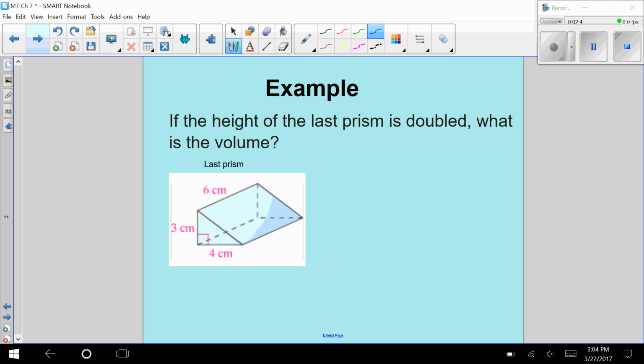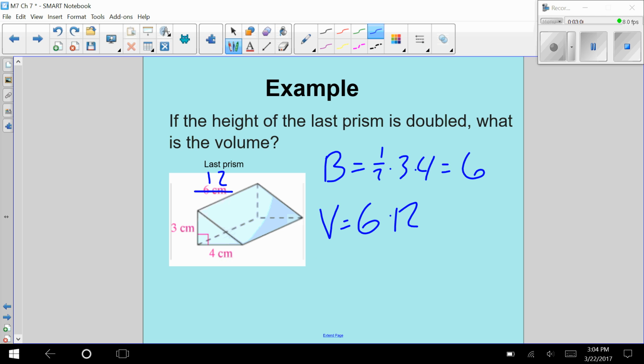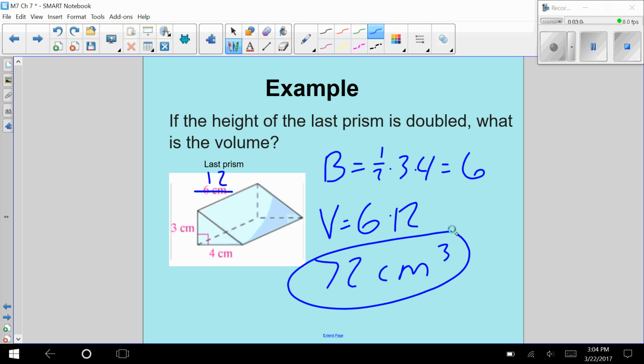Try this one. We are going to double the height of the prism, so make it 12. Now find the volume. All right, to find the volume of this one, we find our base, which is still 1/2 times 3 times 4, which is still 6. Our volume now is 6 times 12, which is 72 cubic centimeters.